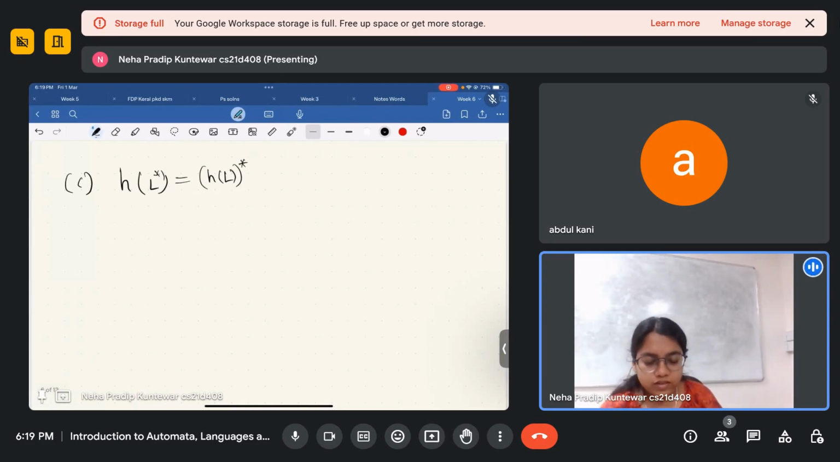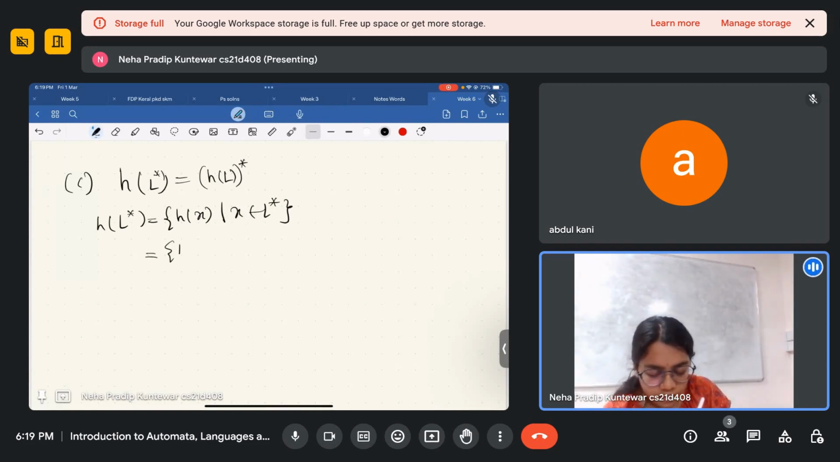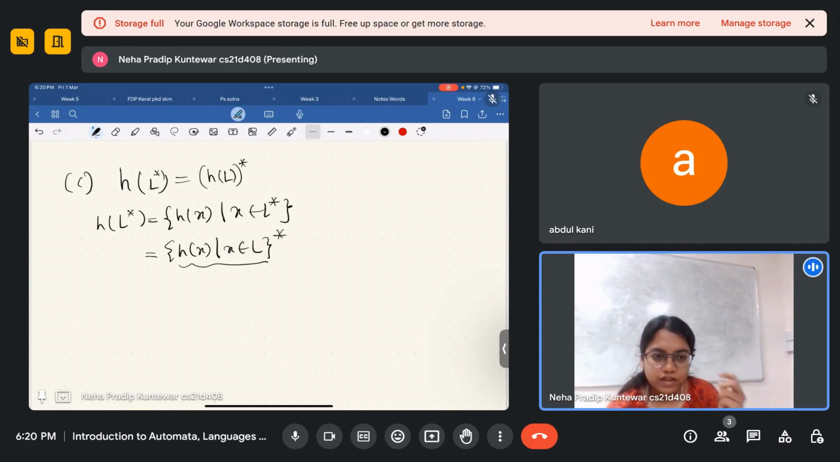Let's see how to show this. Again, for h of L star, we are simply writing the definition. So this is h of x, where x is in L star. This is nothing but h of x such that x is in L, with the star applied. With a slight abuse of notation, what I mean is you look at every string here and apply the star operation on that. So this is nothing but h of L star.